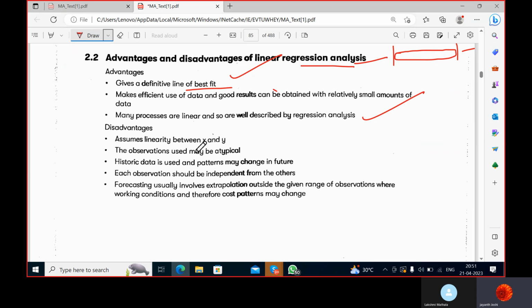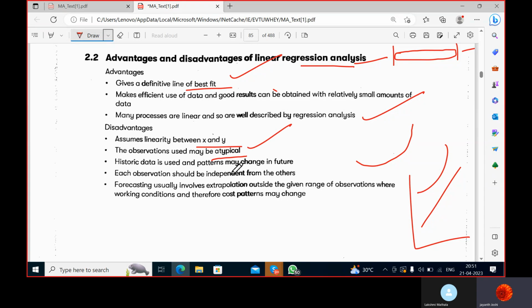Disadvantages: only linearity can be shown. But do you think there should always be a linear relationship? No, there can be a curvy linear relationship also. There can be convexity also. I mean, there can be a non-linear relationship also. Do you think you'll always get only straight line graphs? No, you can get a graph of this kind, correct? Correct, sir.